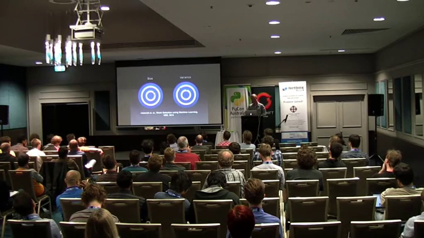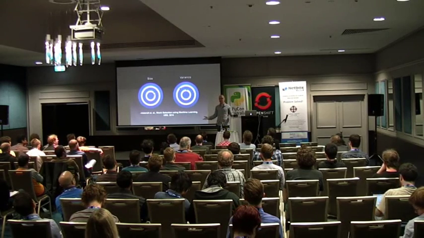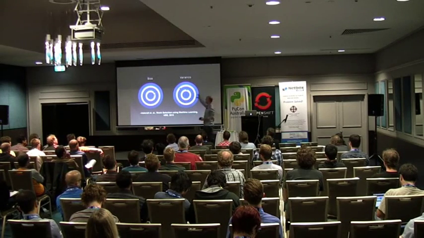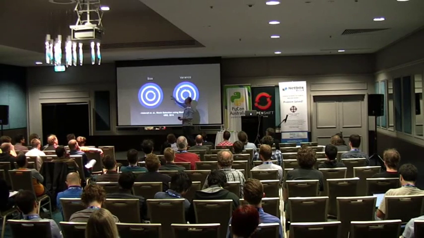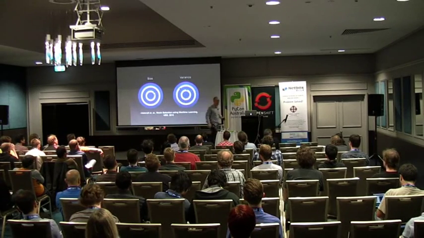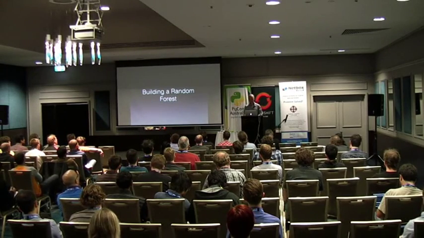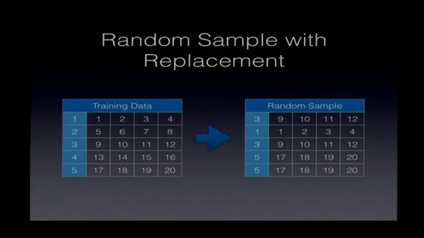So the idea with random forests is that we're going to build a bunch of decision trees, and we're going to try to reduce this variance whilst hopefully not affecting the bias too much. Okay? So how do we build a random forest? Well, you would imagine that it has the word random in it somewhere. And this is how it's done. It's called random sampling with replacement.